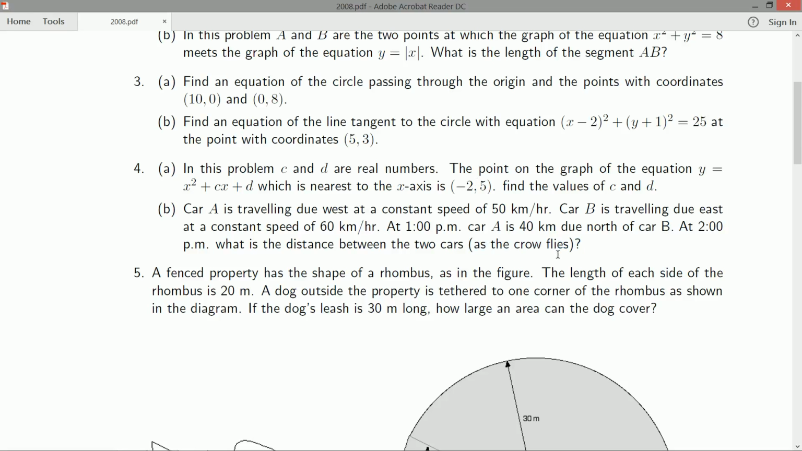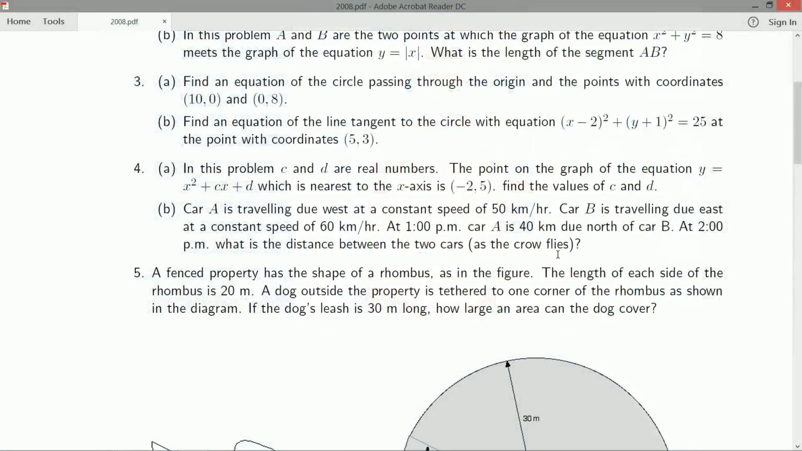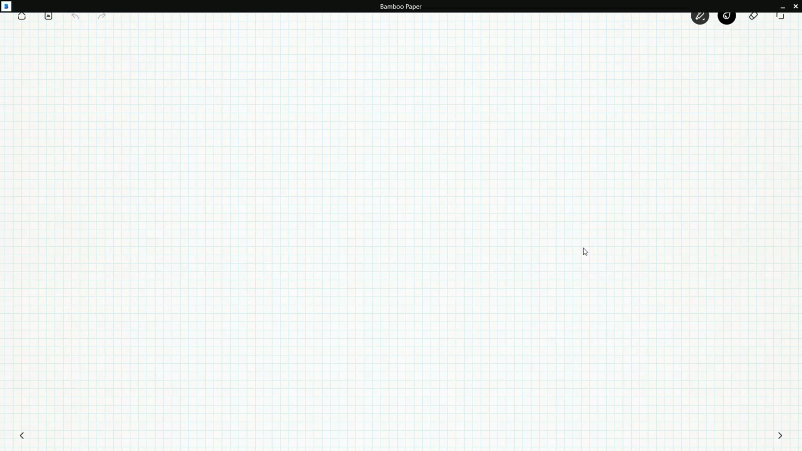If a crow were to take off from one car and flap all the way to the next car instantly, the crow would go in the most direct route. Crows aren't encumbered by having to travel across roads or get interrupted by hills or anything like that. So that's what the expression means if you haven't heard it before. All right, so we've got some speeds, we've got a particular time, so let's draw a picture of what's going on at 1 p.m.